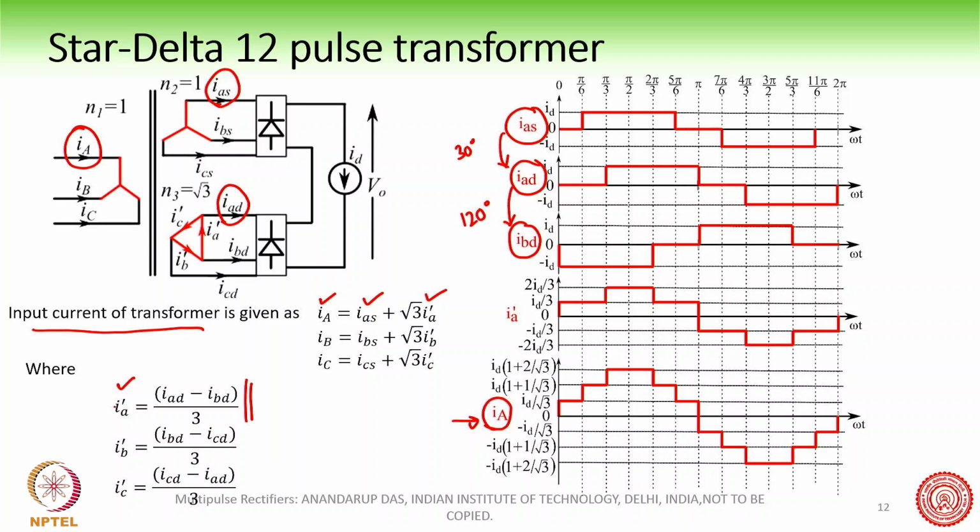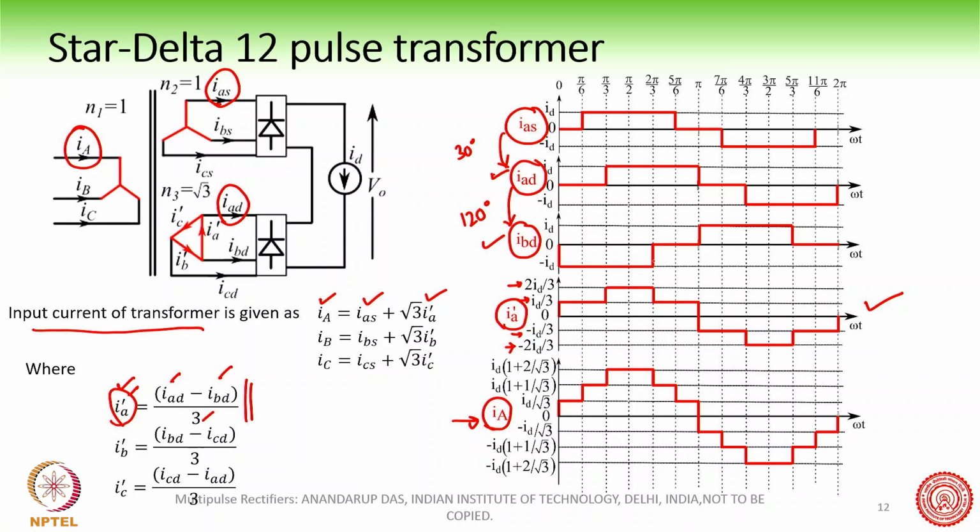Now we have already found out the expression of IA dash. IA dash is IAD minus IBD divided by 3. So we have got IAD, we have got IBD, and we will divide by 3, and therefore we will be able to draw the IA dash waveform. You can see here the waveform of IA dash, and you have to be careful about these amplitudes. It has a DC component which is 0, but we have to be careful about the amplitudes. You can do this yourself by hand, and you will get these different levels of the waveform.